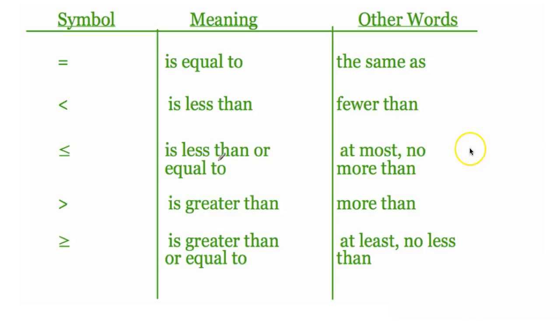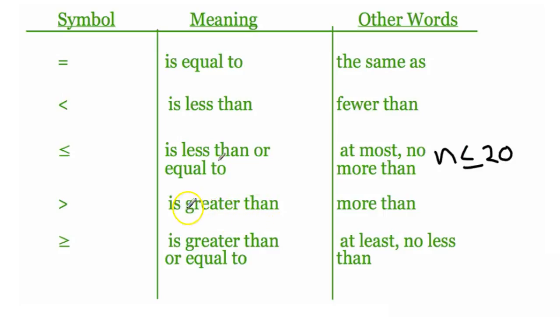So if I said I want at most 20 students in my class, that means I don't want to have more than 20, right? So if I have 20, the number of students has to be less than 20, or it could be 20. So if I say at most or no more than 20, it's actually less than or equal to.